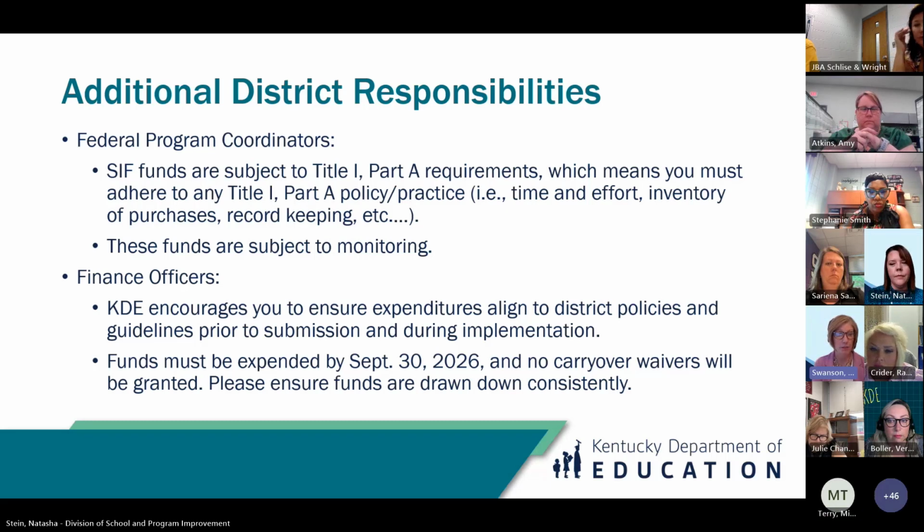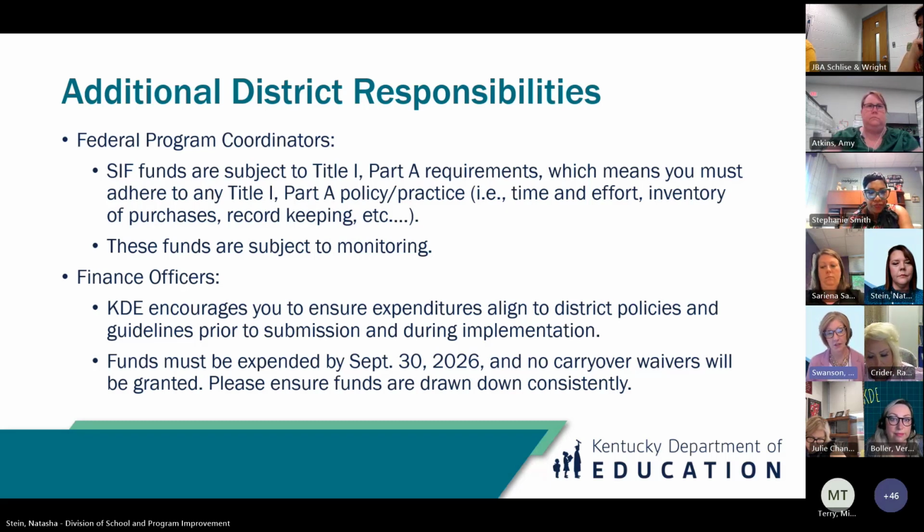Also, as I think Veronica mentioned earlier on, these funds are subject to monitoring. And so we do go through and select a certain percentage of applications for each cohort that do get monitored. So thinking about that, make sure that you're keeping all your documentation and you have that. So then it's easy if you happen to be tapped for monitoring.